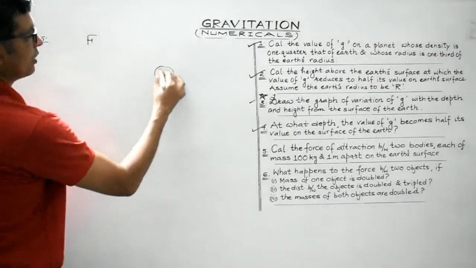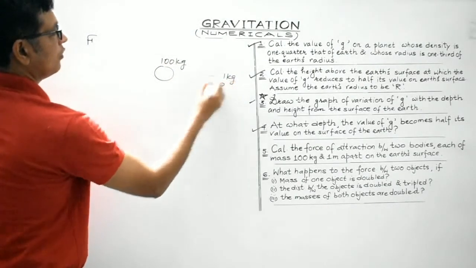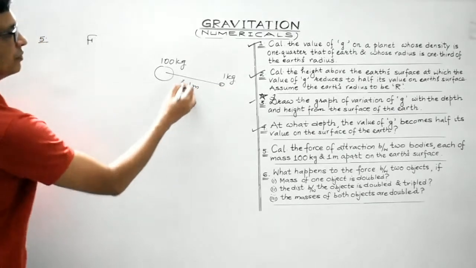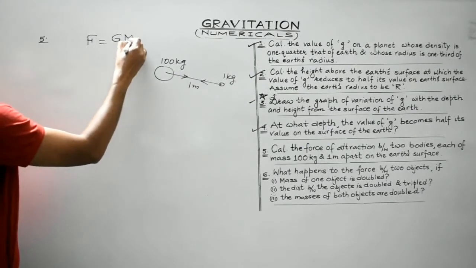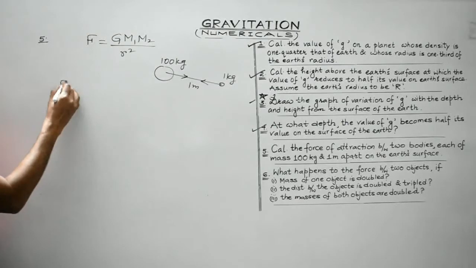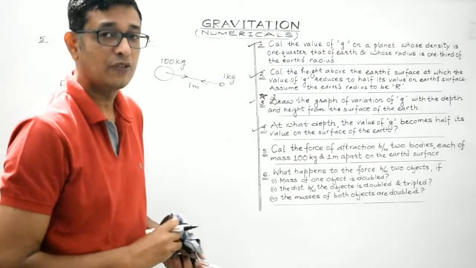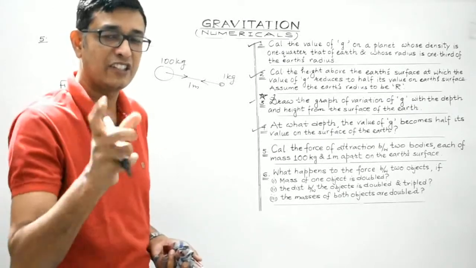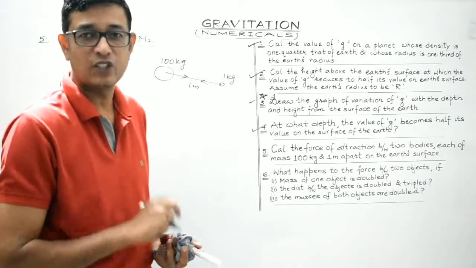Suppose these are the two bodies. One is of 100 kg and the other one is of 1 kg. And the distance between them is 1 meter. We are supposed to find out this force. So what's the formula? G m1 m2 divided by r square. So let's substitute the value. Students, you should be aware of the formula of capital G and small g. Small g is acceleration due to gravity, which is 9.81 meter per second square, right?